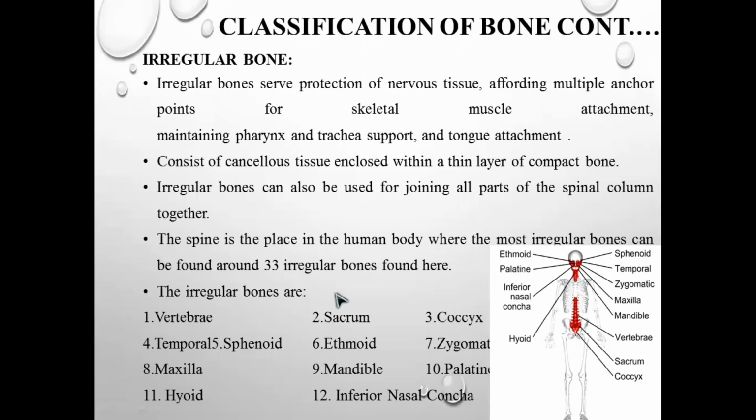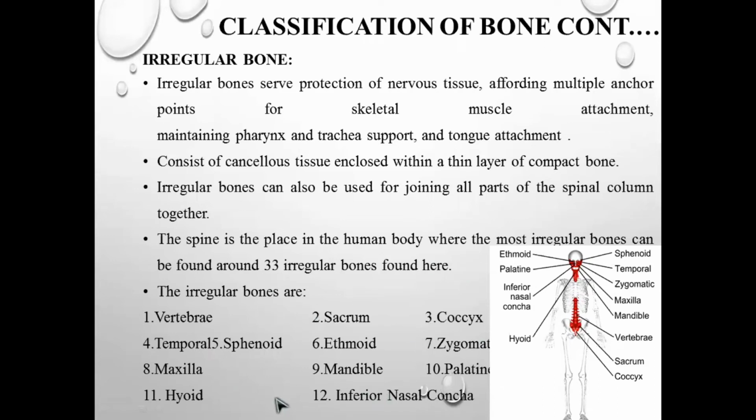Okay. The spine is where most of the irregular bones in the human body can be found. Around 33 irregular bones are found in your vertebral column, where the spine is placed in the body. So the irregular bones always play a major role in the vertebral column. The irregular bones are present mainly in the vertebrae, then the sacrum, then the coccygeal region. Everything comes in your vertebral column. So these three combine together to form a vertebral column.